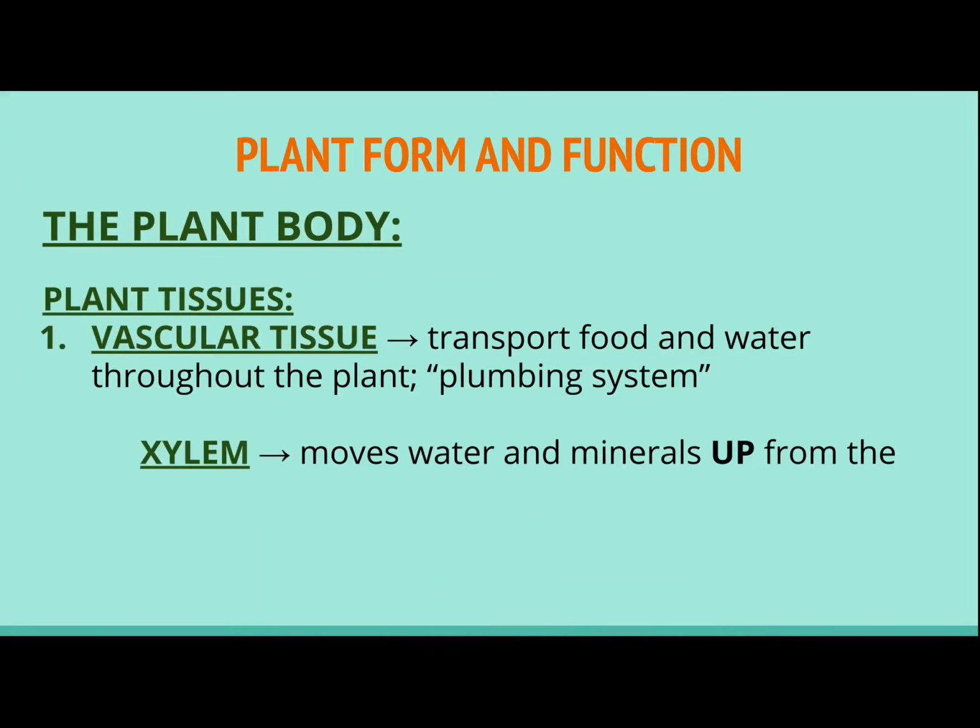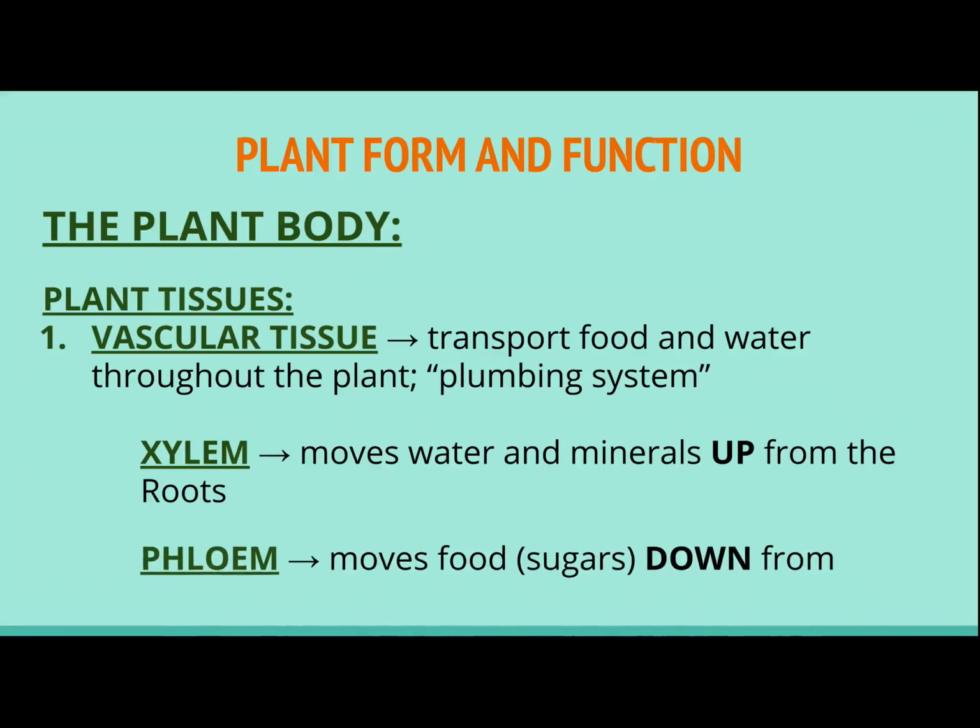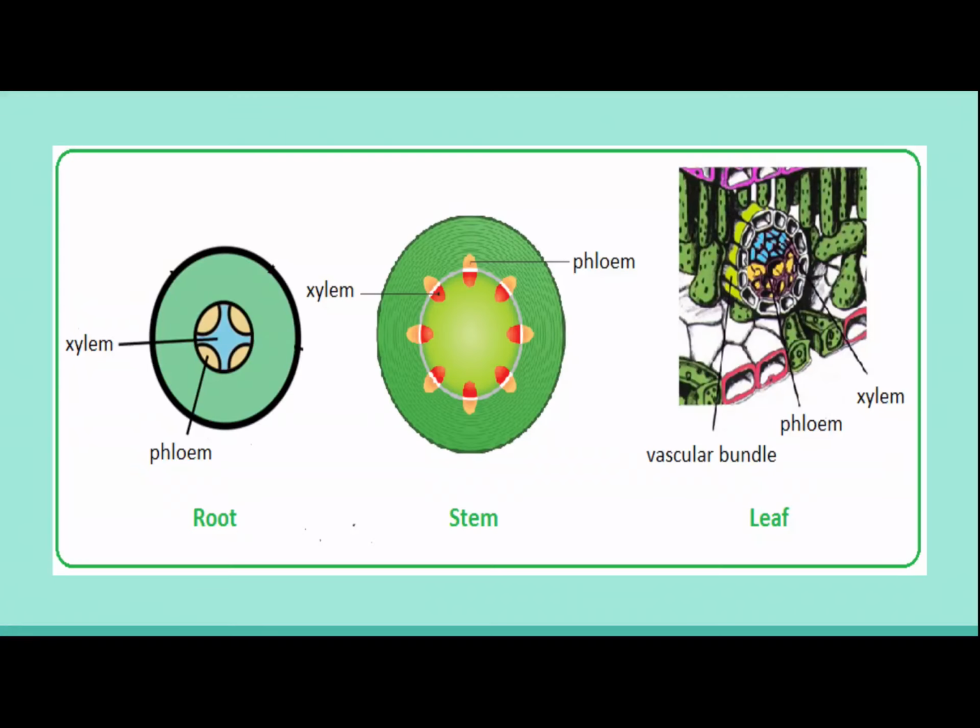And there's 2 types of vascular tissue. You have the xylem, which moves water and minerals up from the roots, and you have the phloem, which moves food with the sugars down from the leaves to the rest of the plant. Okay? So xylem moves water up, phloem moves food down. All right? Now, if you look at the different parts of a plant, the roots, the stems, and the leaves, and I'll give you a little hint, those are the 3 organs of plants. Okay, you can see the xylem and phloem and how they are arranged inside these different organs of a plant.